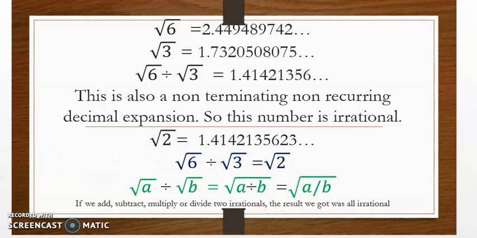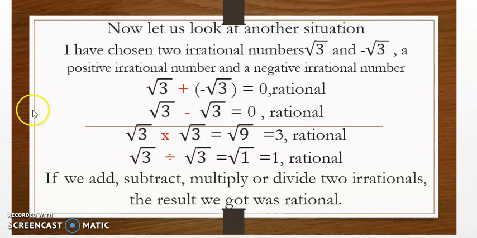Okay, so now let us look at another situation. Here I am choosing another two irrational numbers. I'm choosing root 3 and negative root 3. So I'm taking a positive irrational number and a negative irrational number. When I add them, I get the answer as 0, which is a rational number.